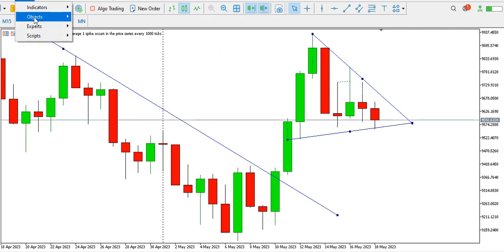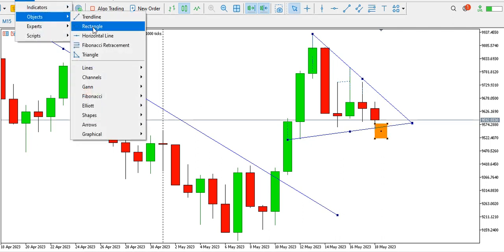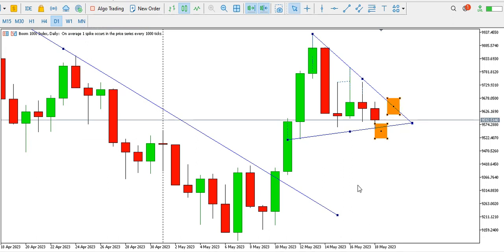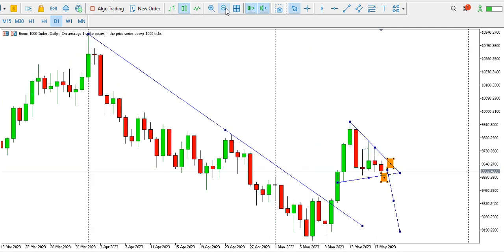Is the boom 1000 index price going to break to the downside, or is it going to break to the upside of this very triangle? Only time will tell. But for now, we are looking at a possible reversal to the downside for the overall trend to continue. But I might be wrong. Price could just break up the triangle and then start to go up. All right, but the overall trend on the daily time frame is still bearish.